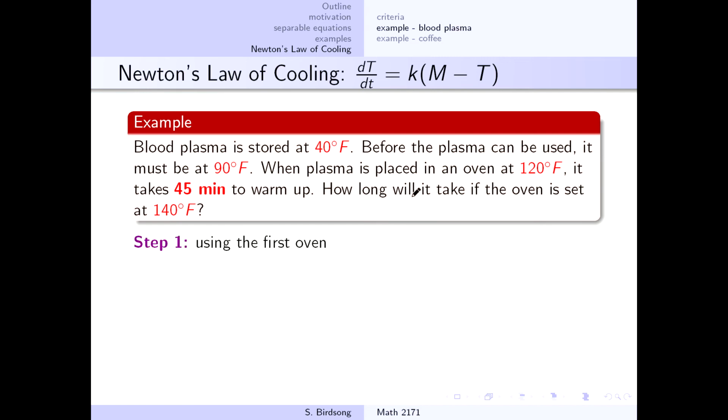So let us put this in. I'm going to tag this as the first oven and the second oven because we've got these two different temperatures. That's just for convenience's sake. So when we're using this first oven, the 40 degrees Fahrenheit is your initial temperature.